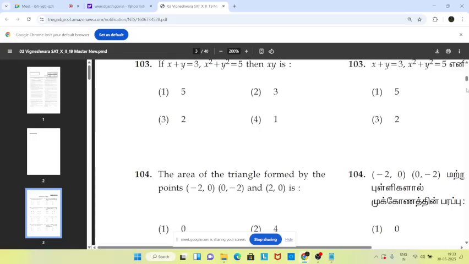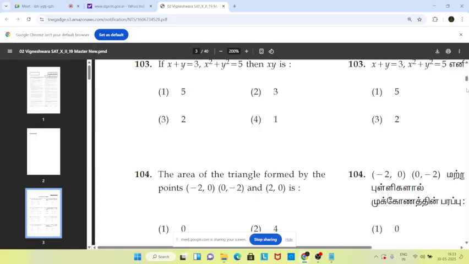It's 2. How do you get 2? Option number 3. So x plus y is equal to 3. That means 1 plus 2 is 3. And 1 square is 1, 2 square is 4. So 1 plus 4 is equal to 5. So 1 into 2 is equal to 2. Fantastic. That's a good way of doing it. That is street smartness.